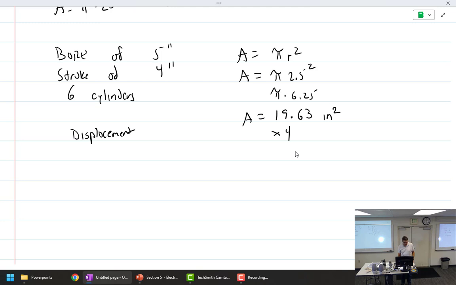And I end up with 78.539. We'll call it 78.54. So every single cylinder on that has a displacement of 78.54 cubic inches. But how many cylinders are there? Six. I'll multiply the answer times 6 equals 471.2388. So we'll just go 471.239.